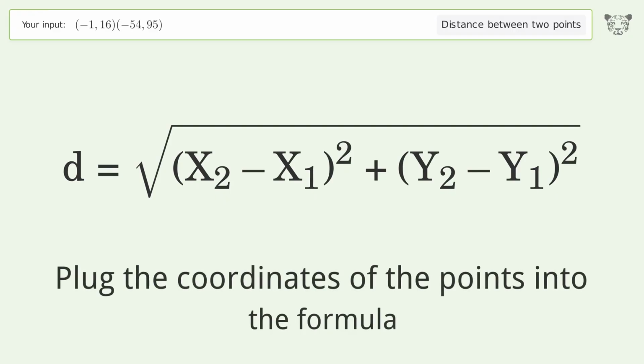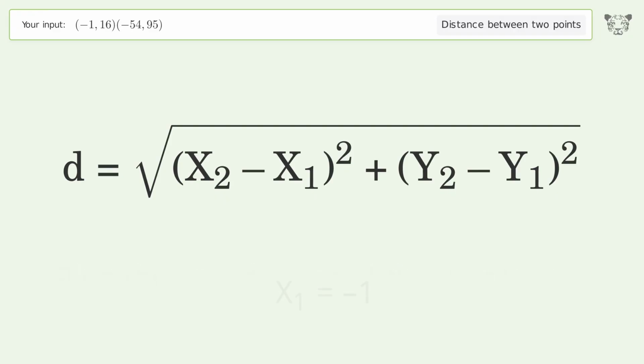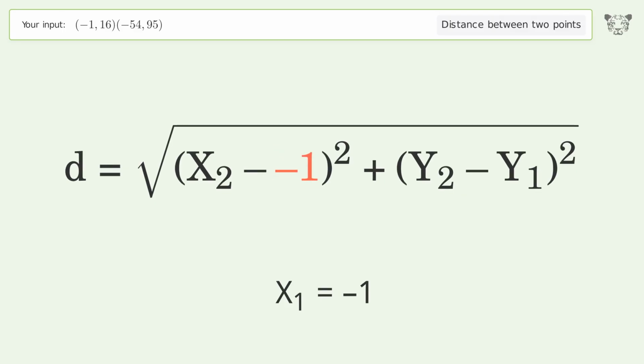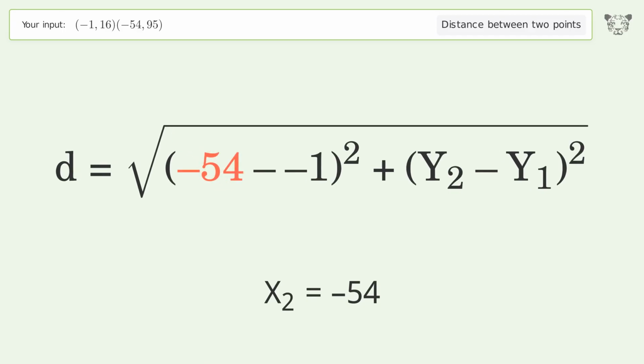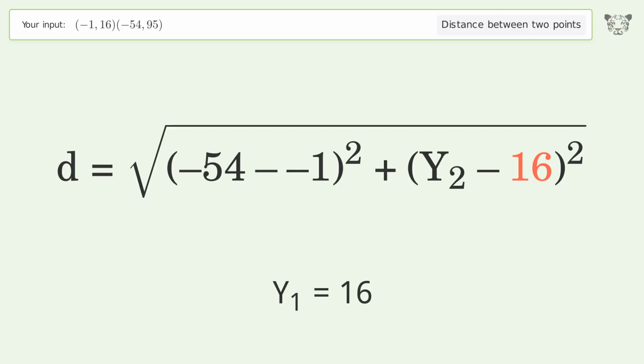Plug the coordinates of the points into the formula. x1 equals -1. x2 equals -54. y1 equals 16. y2 equals 95.